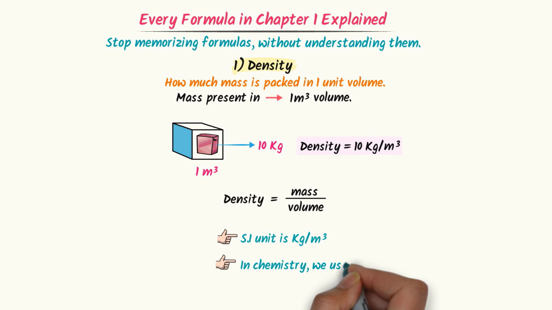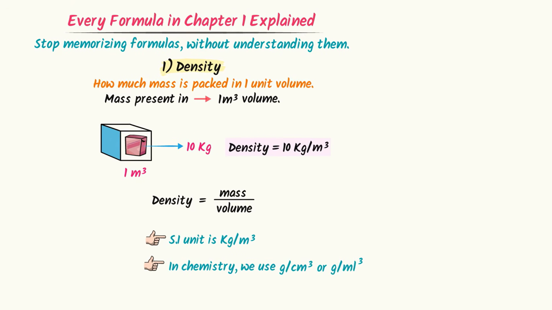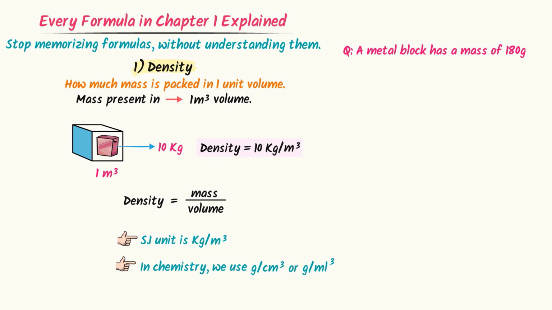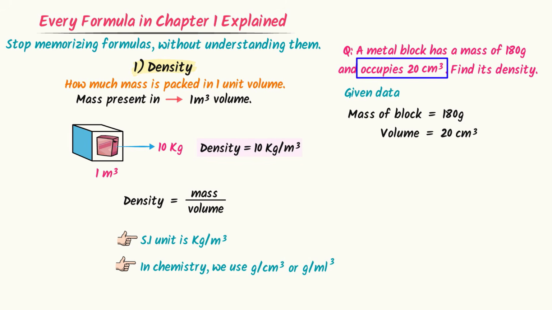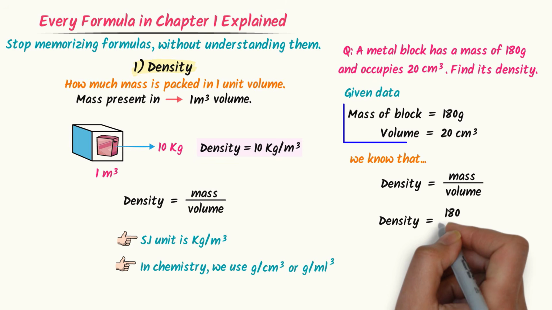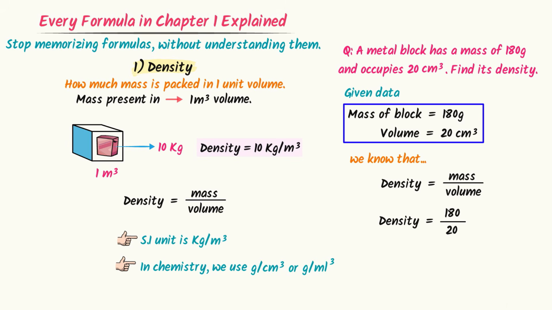But in chemistry, we usually work with gram per centimeter cube or gram per milliliter. For example, consider this question. A metal block has a mass of 180 gram and occupies 20 cm cube. Find its density. Well, I write the given data. The mass of the metal block is 180 gram and it occupies 20 cm cube volume. We already know that density is equal to mass upon volume. I just plug these values in this equation. After calculation, I get 9 gram per cm cube.